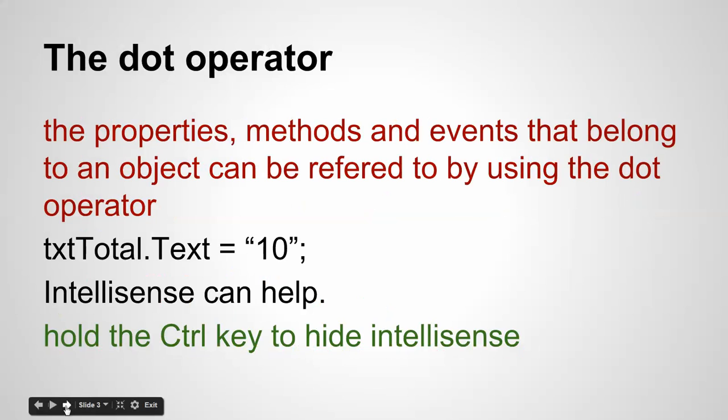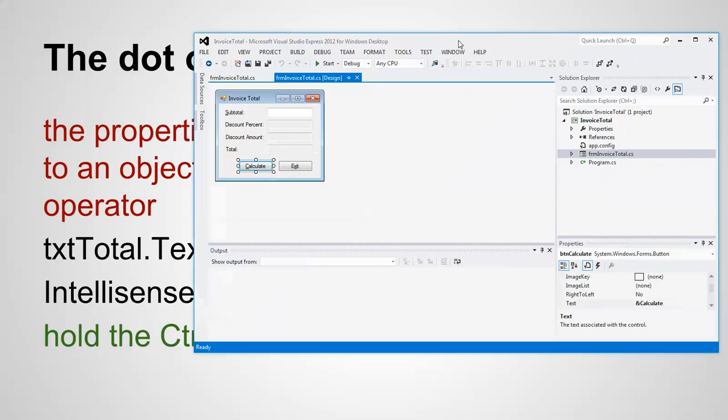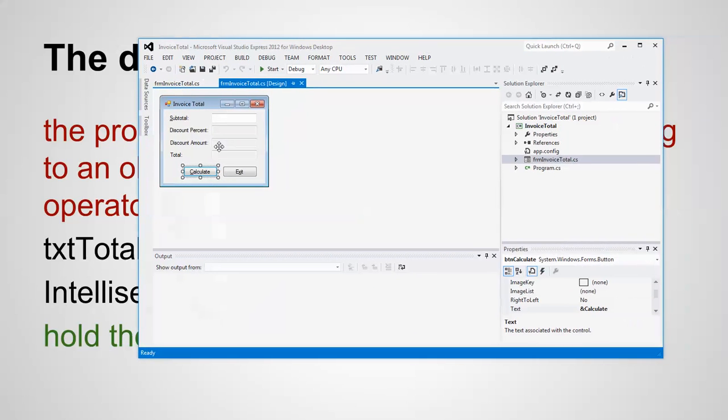The dot operator. The properties, methods, and events that belong to an object can be referred to by using the dot operator. So for example, we're going to look at this later. Just write this down, and we're going to probably come back to this. This might be a little bit premature. Well, maybe not. Okay, let's just do it. Let's say at this point we want to write some code. We have this calculate button, and we want something to happen when the user clicks it. So we click on this, and we click on the events.